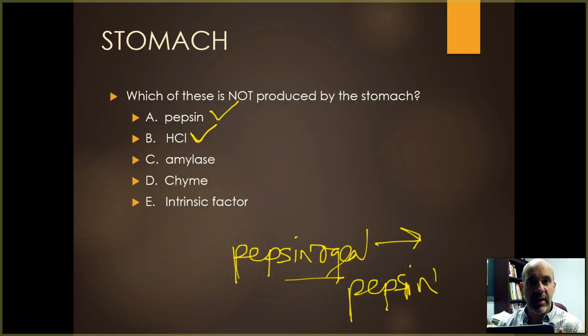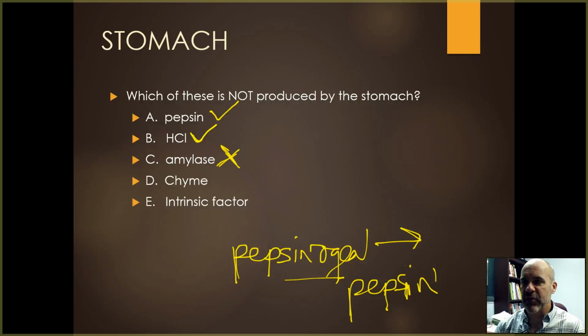that are passing through your stomach. It's not going to break them all the way down into individual amino acids. That's not going to happen until you get to the small intestine. But that process gets underway in the stomach. Amylase, that's actually not something we associate with the stomach, so we're going to X that out.